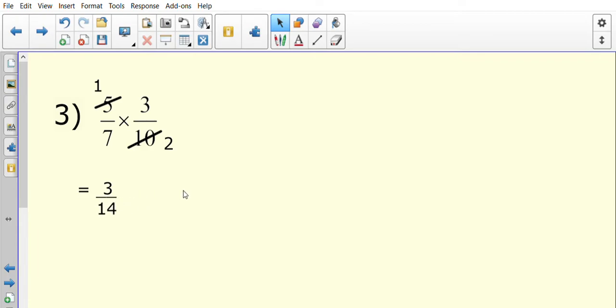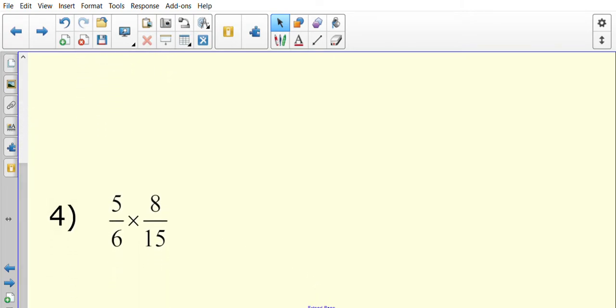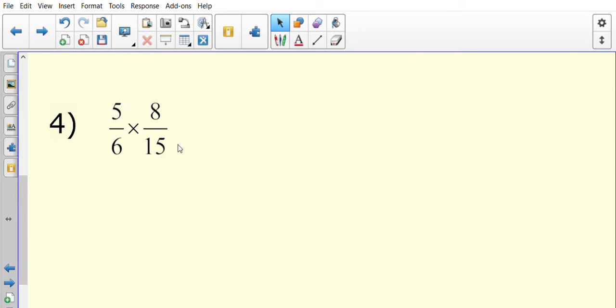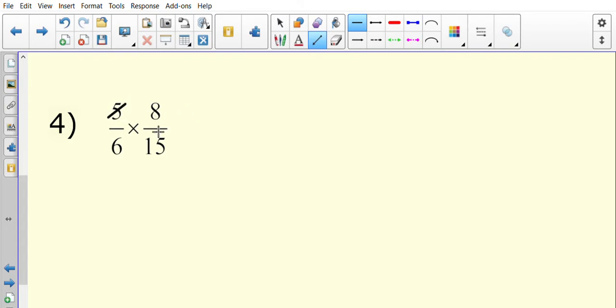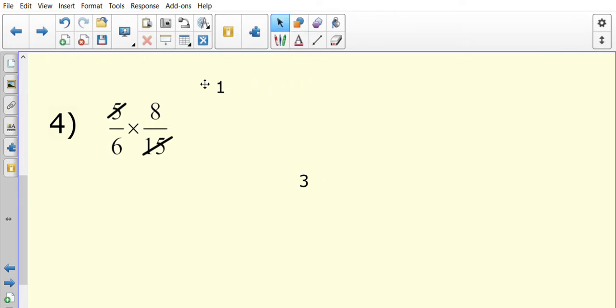Double check, can you simplify the fraction that you now have? 3 over 14, no. That's as far as it goes, so that therefore is your final answer. The next one, let's see, can we simplify those diagonally? Well, again, I've got 5 and 15, so we know that they're both divisible by 5. So 5 divided by 5 will leave me with 1, and 15 divided by 5 will leave me with 3.